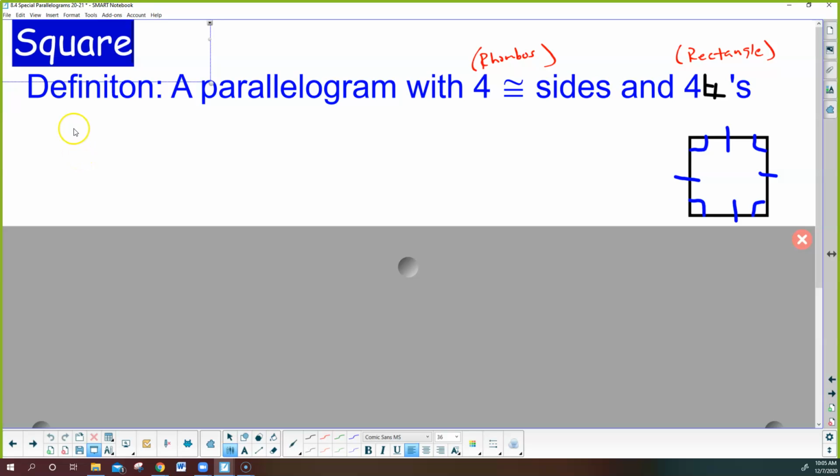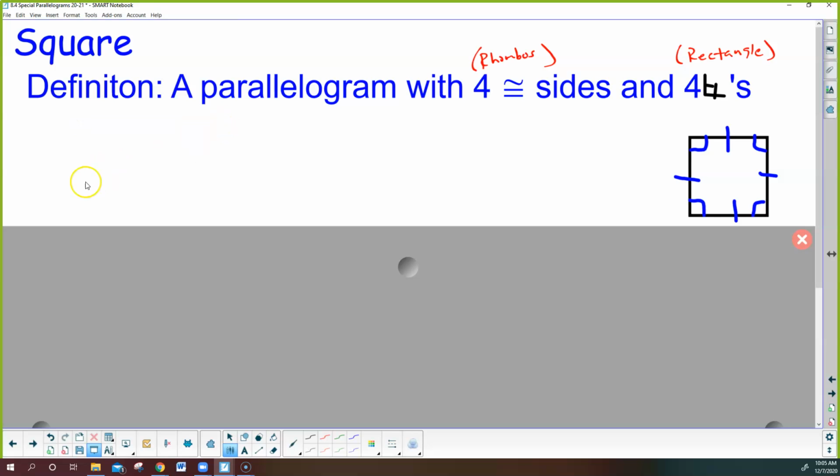So that's kind of that process of thinking. If we officially wanted to prove this, we should first prove that a shape is a parallelogram using any of the methods that we learned last week. And once we show it's a parallelogram, then if I can show that it has four sides that are congruent, then we can conclude it's a rhombus. But if it also has four right angles, then we can conclude it's for sure a rectangle. And if it's both a rhombus and a rectangle, that makes it a square.